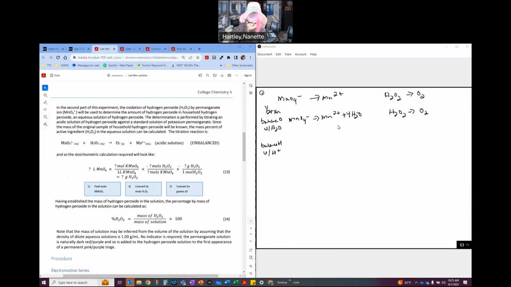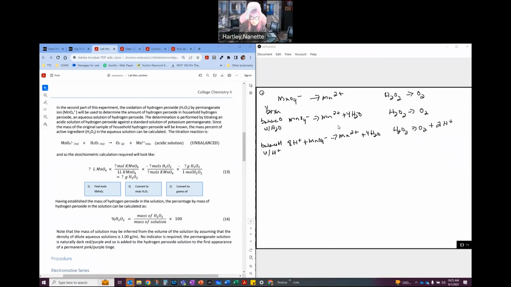Now I can balance H with H plus. So I have 8 H's on this side, right? But I don't have any on the other side. So I'm going to add 8 H plus so that MnO4 minus goes to that Mn2 plus 4 H2O. And when we talk about this one, I have H2O2 going to O2, and now I need to add 2 H plus to get the same number of hydrogens on both sides. Okay, so now I've dealt with my hydrogens.